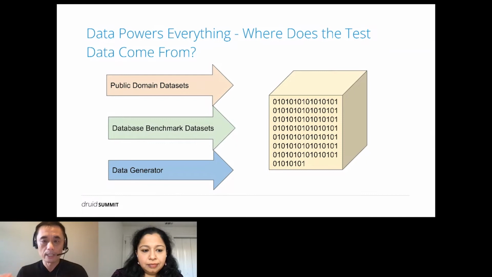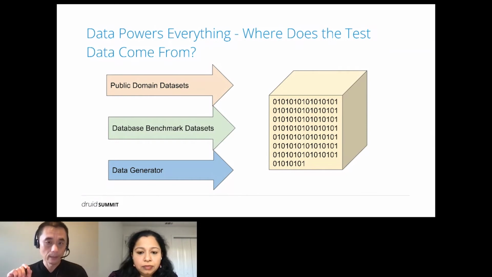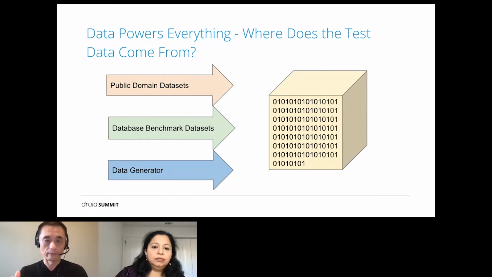One is public domain data sets. There are a lot of data sets out there that you can get already, so that's very convenient. The second source that we normally use is the database benchmark data sets. I'll talk about that later. And then the third source is an in-house data generator, which is very important for us as well.